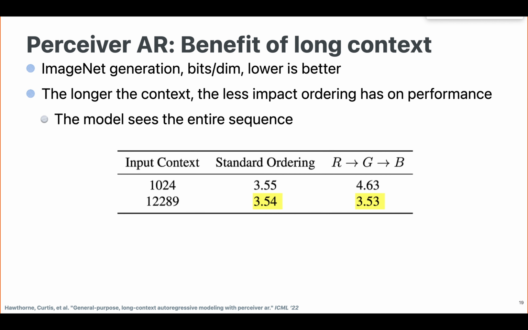Another playful benchmark they did was, so typically we have RGB, 3 channels, and the way we process them is to do RGB in order, right? What they do in this case is process them sequentially. We process red pixels, then green pixels, then blue pixels. And what they are trying to show is that when we have a very long context, the ordering doesn't even matter anymore. So we can put whatever order we want and still achieve similar results. In this case, it's bits per dimension, and lower is better.